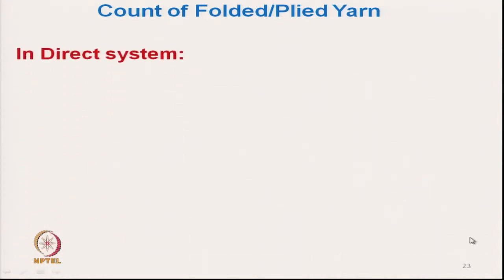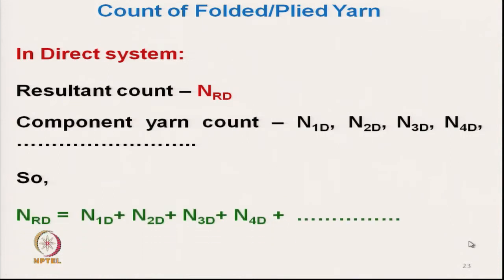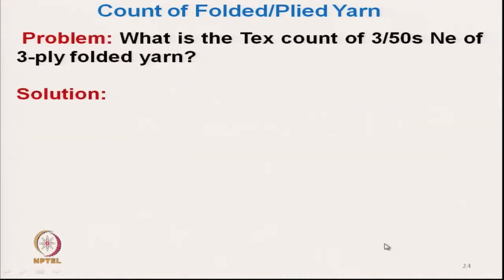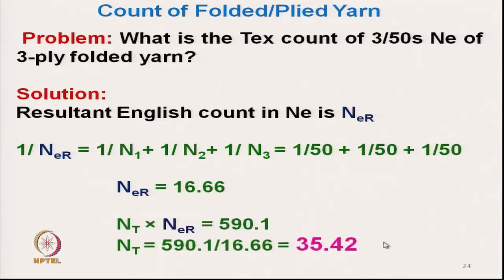And for the direct system, the resultant count is calculated by simply adding the component yarn counts. And we have also discussed different practical problems and how to calculate the resultant counts. Here we have seen, say, 3 ply of yarn of the same English count, how to convert it to the 3 ply folded yarn count in TEX system.